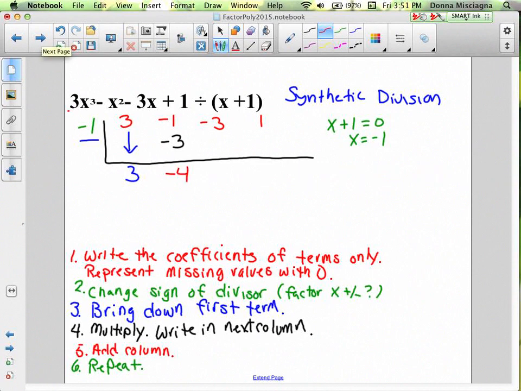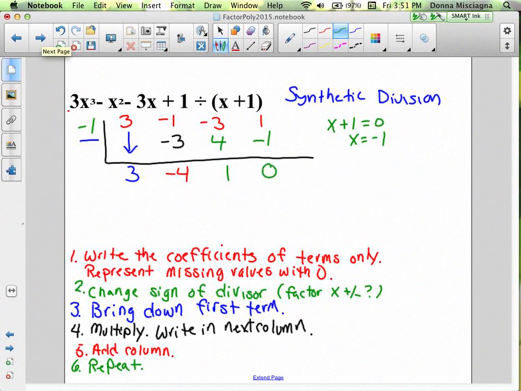And now we just repeat. We just keep doing the same thing. So now I work with the -4, and I multiply it by the -1. You're always multiplying by the 0, the number in your divisor. So -4 times -1 is +4. It's in the column, we add. -3 plus 4 is 1. 1 times -1 is -1. I put it in the next column, and then I add, and I get 0.